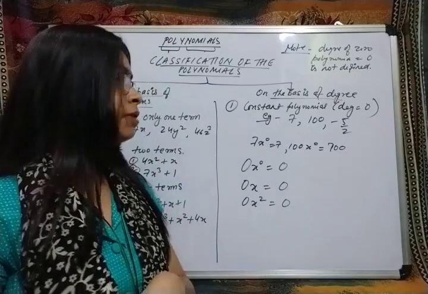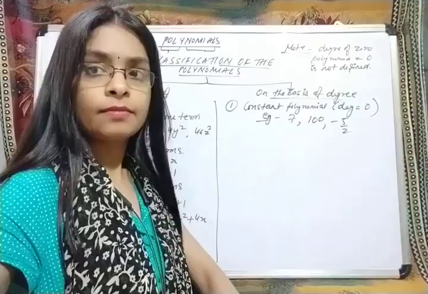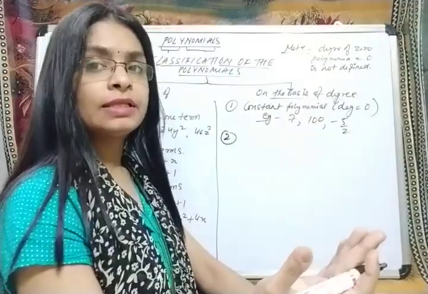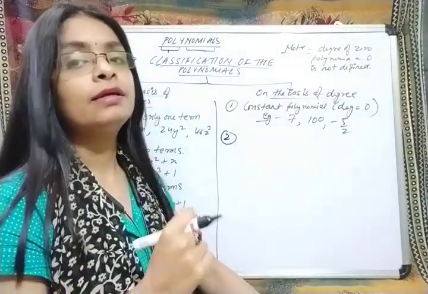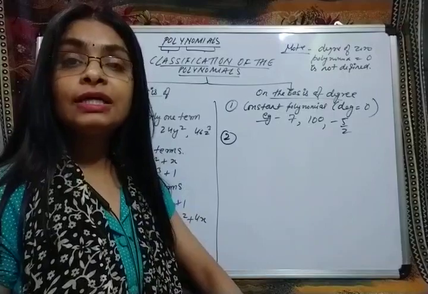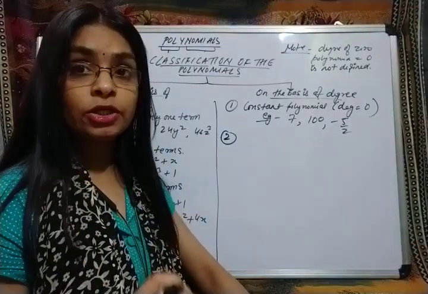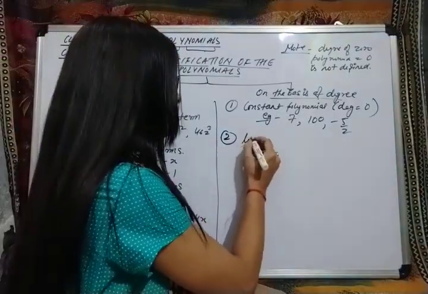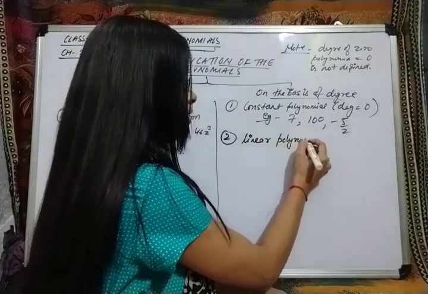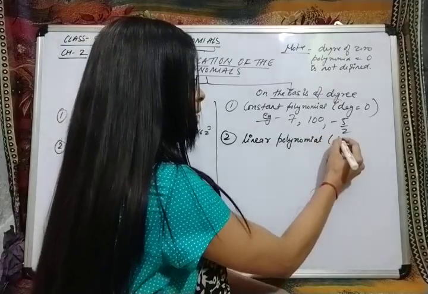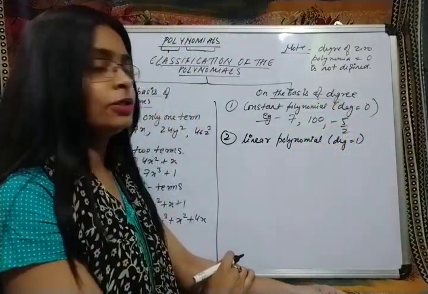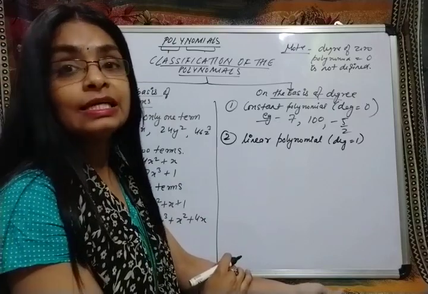Okay, now we'll move towards the next one. Now the next one, the second one after 0, what will that be? Degree 1. So a polynomial whose degree is 1, what will we call it? Linear polynomial. A polynomial with degree 1 is said to be a linear polynomial, and its degree will be 1.